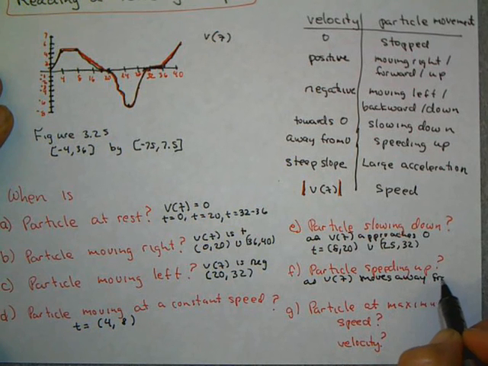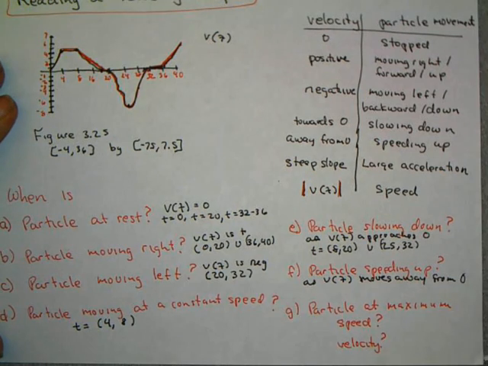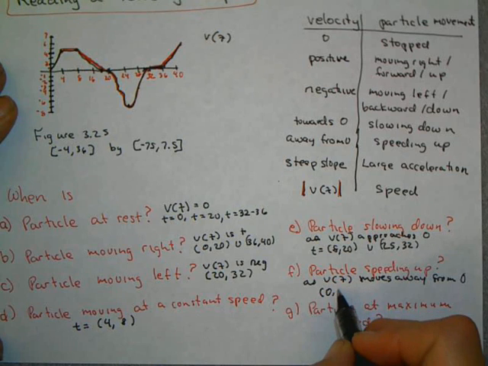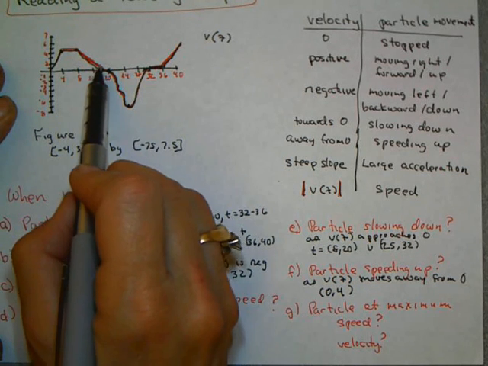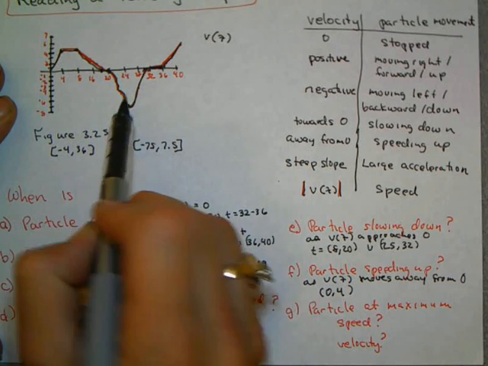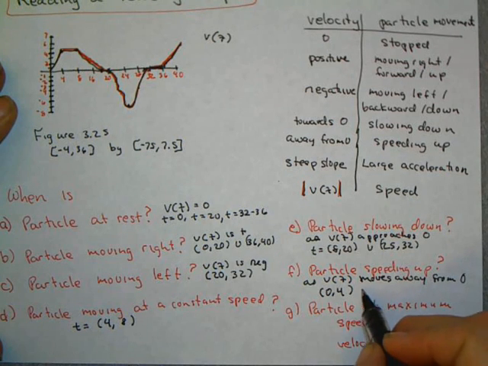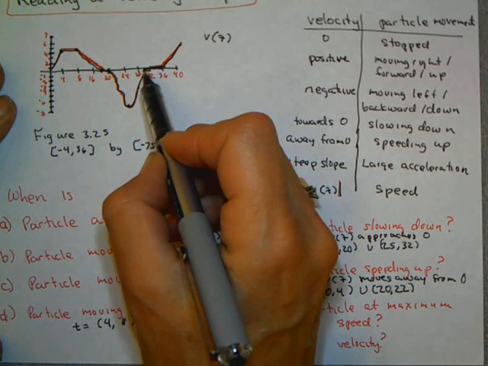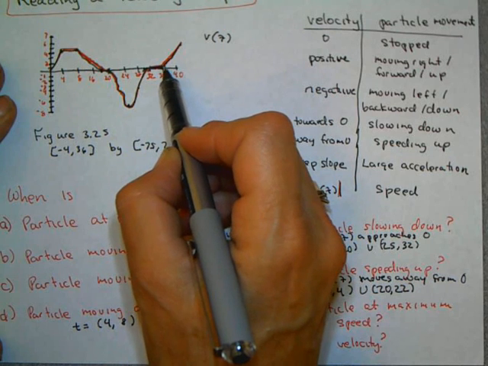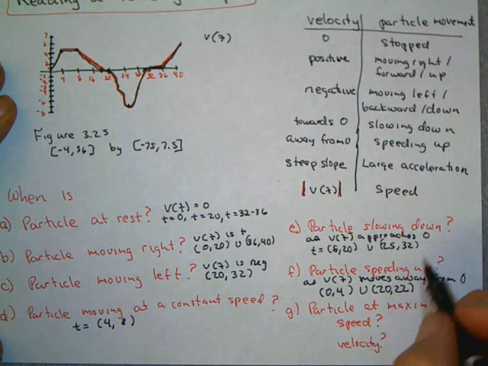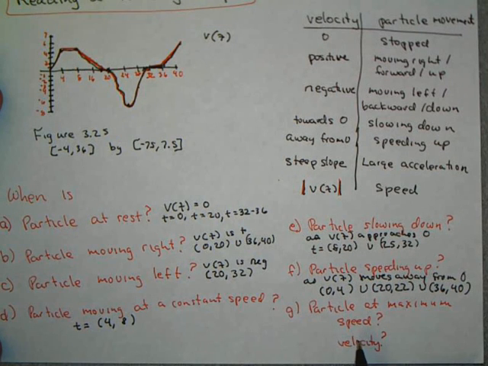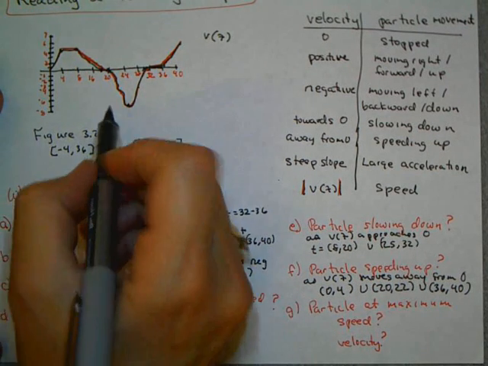When is it speeding up? Well, that's as we go away from 0. So as v of t moves away from 0, that's when it speeds up. So here I'm going to look, I'm speeding up from 0 to 4. And then I went constant, slowed down, sped up from 20 to 22 maybe. And then I slowed down, went along, didn't move for a few seconds, and then I sped up again from 36 to 40.